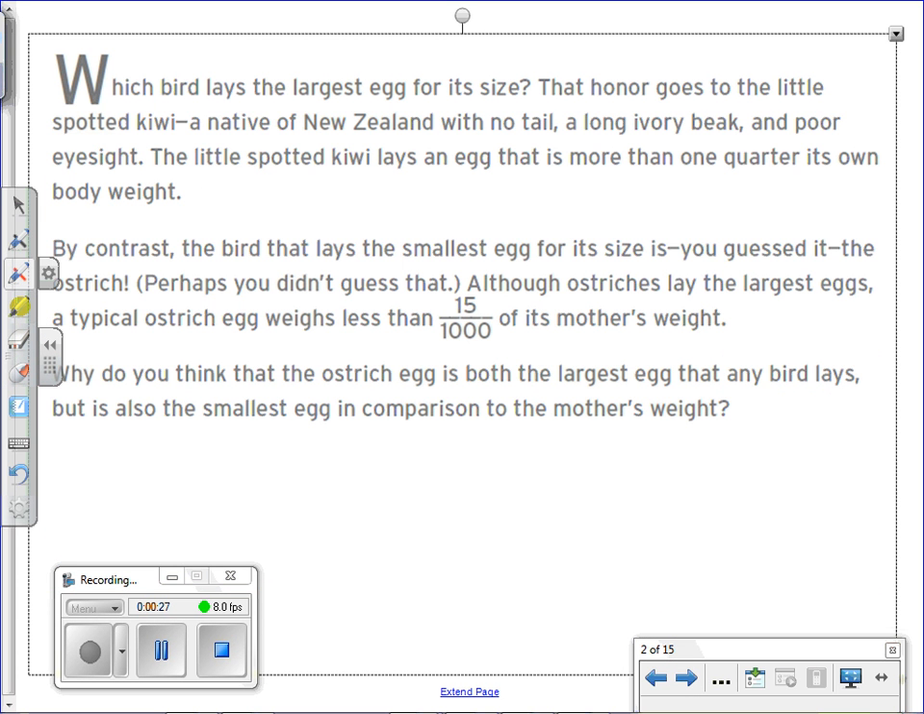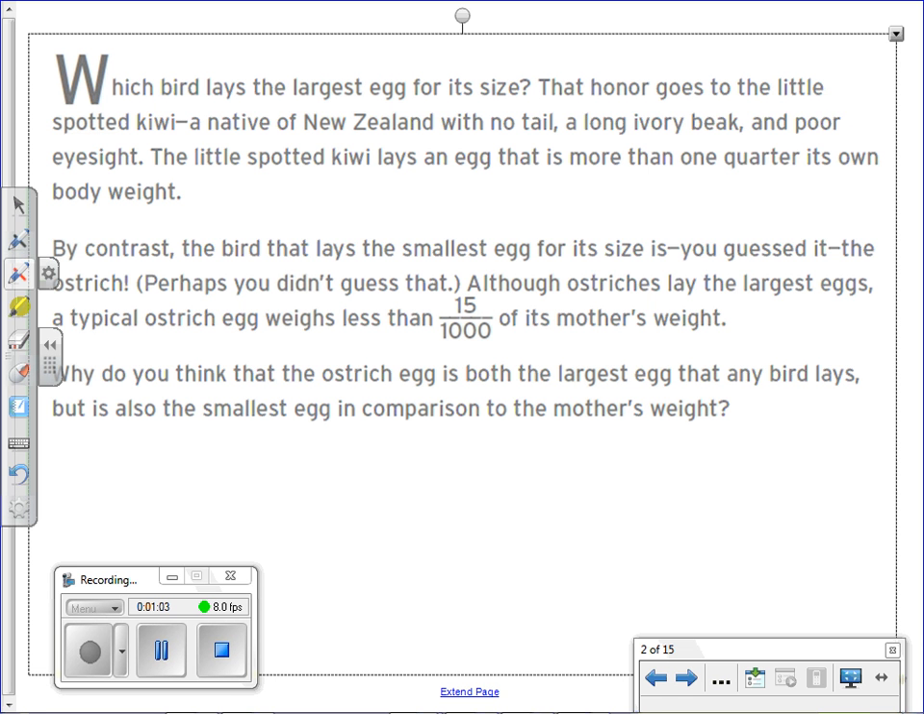Which bird lays the largest egg for its size? That honor goes to the little spotted kiwi, a native of New Zealand with no tail, a very long ivory beak, and poor eyesight. The little spotted kiwi lays an egg that is more than 1/4 its own body weight. By contrast, the bird that lays the smallest egg for its size is, you guessed it, the ostrich. Perhaps you didn't guess that. Although ostriches lay the largest eggs, a typical ostrich egg weighs less than 15/1000th of its mother's weight.